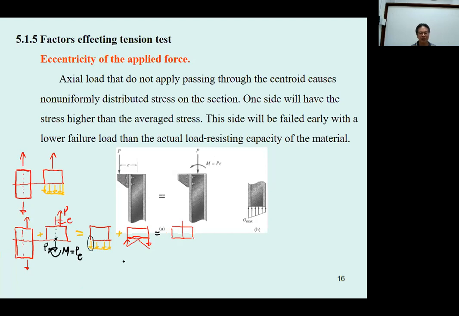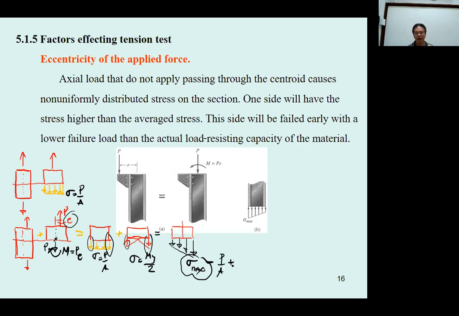Since one side is in tension and the other in compression, the stress on one side will be small, while the side that is in tension in both will be subjected to a large stress. Under the eccentricity, the maximum stress is higher than it is supposed to be, which is sigma equals P over A. But sigma max is sigma equals P over A plus sigma equals My over I. This is a high stress due to the eccentricity. Since one side of the specimen gets a stress higher than the average, this point will fail early.